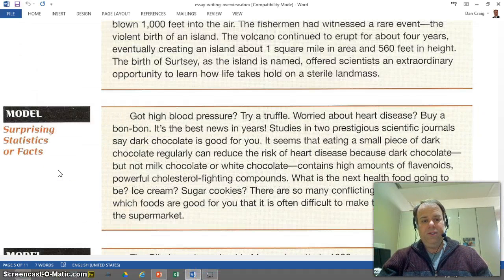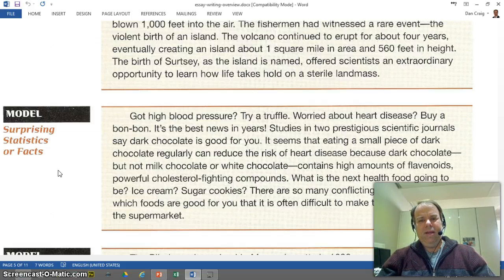The next model is surprising statistics or facts. Now, this is probably one that you're going to use most often in academic or research papers, because what you're doing is providing relevant information to your reader in terms of things that have been discovered in other studies or reasons why you're studying this phenomenon. But most importantly here, you want these to be surprising. Surprising means interesting, and it grabs people's attention. And so for this example here, they're talking about the relationship between seemingly bad foods and good health outcomes. And that's enough to catch anyone's attention, particularly me, because I eat a lot of chocolate and I hope that it's healthy. It's not.